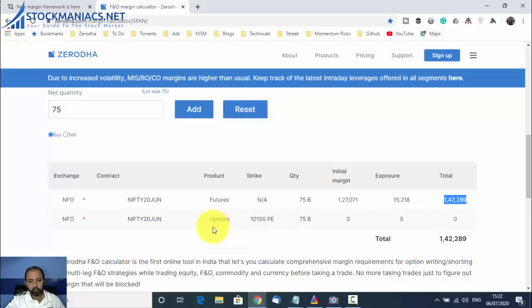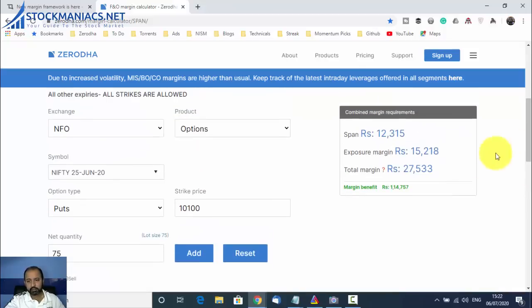But if we buy one lot of Nifty put option, that is actually hedging our position, you can carry forward one lot of Nifty future with one lot of Nifty put option with a total margin of just rupees 27,533. So that is a margin benefit of 1,14,757. That is huge. So you can understand, you can buy one lot of Nifty future and simultaneously if you buy one put, it will hedge your position and you can carry forward your buy at just rupees 27,533. That is the benefit that SEBI is giving to all the retail traders nowadays.